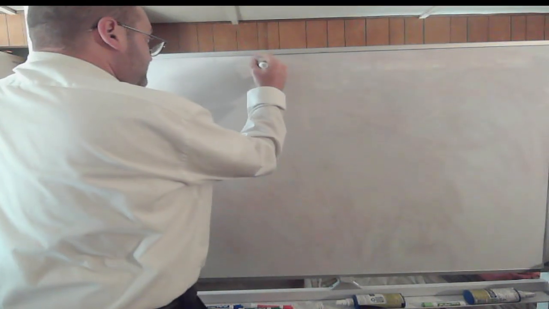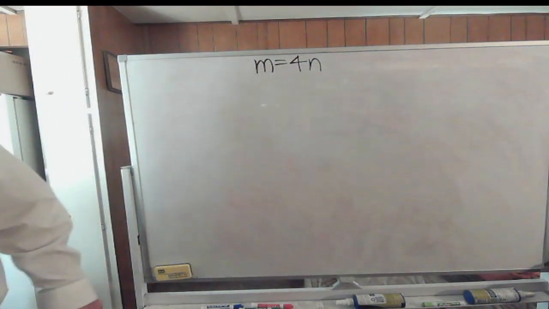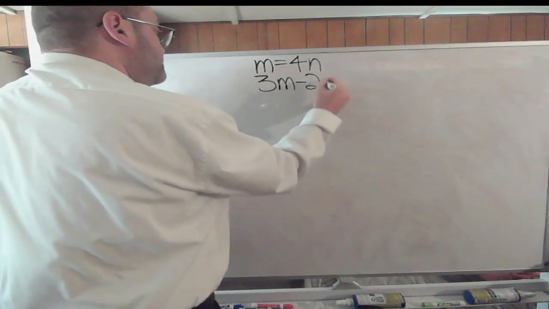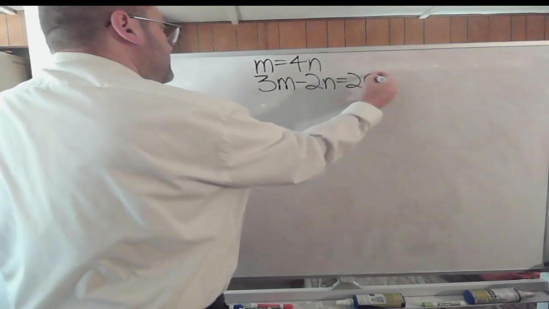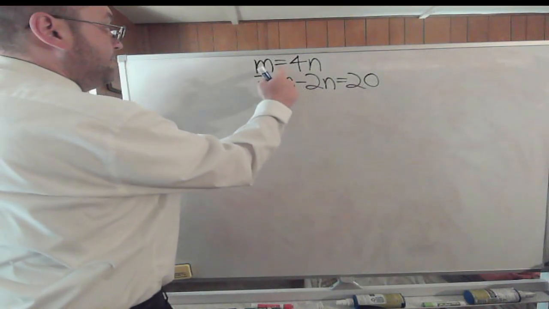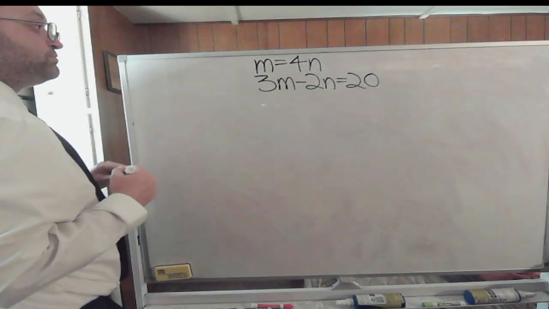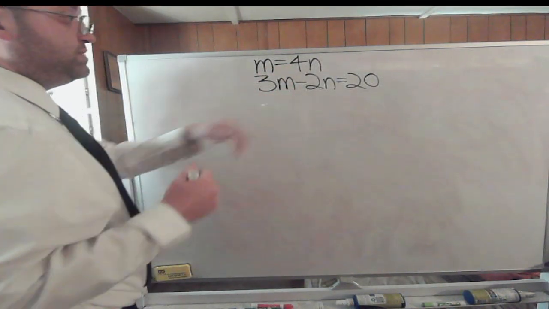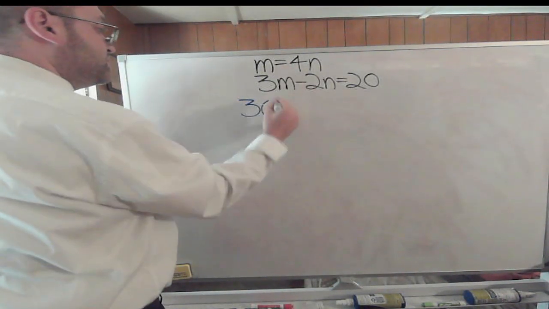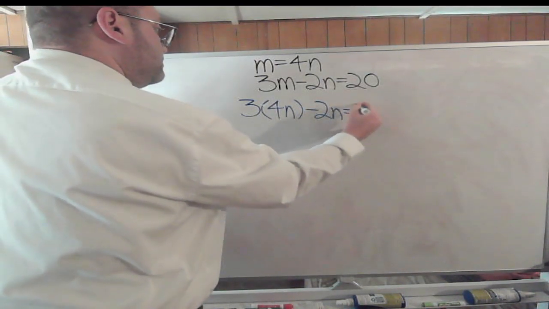Alright, let's see. We have m equals 4n. Then we have 3m minus 2n equals 20. So in this particular system of equations, we have m equals 4n, and then 3m minus 2n equals 20. Well, we could take that m equals 4n and substitute that into the second equation. So it's going to look like 3 times your value of m, which was 4n. So you'll have 3 times 4n minus 2n equals 20.